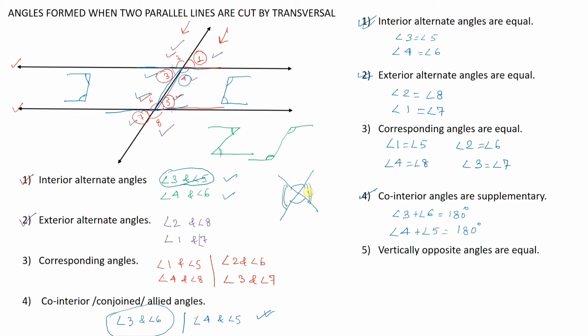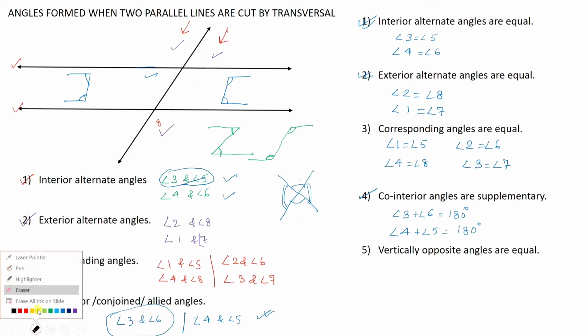So look at this diagram. If I erase all these things, then here you will find some vertically opposite angles, that is this one equals this one and this one equals this one. So angle 1 will be equal to angle 3, and angle 2 will be equal to angle 4.